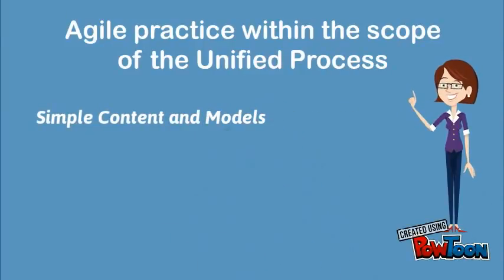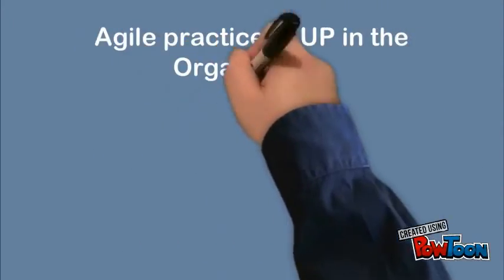Simplicity is a fundamental value of Agile, that can dramatically improve the effectiveness of your modeling efforts. By keeping the models simple, the UP team is likely to work faster, while at the same time create something that is actually of value to the programmers. Agile practice and UP, in the organization.